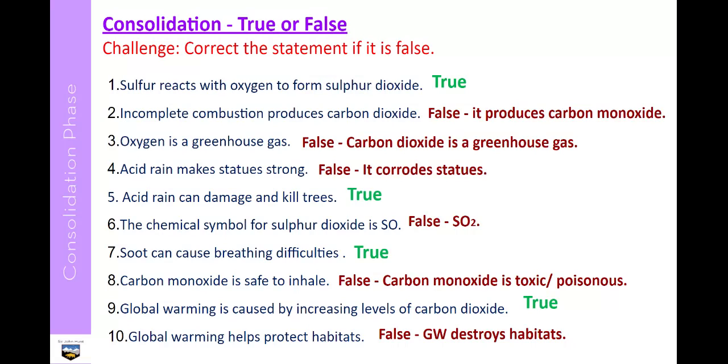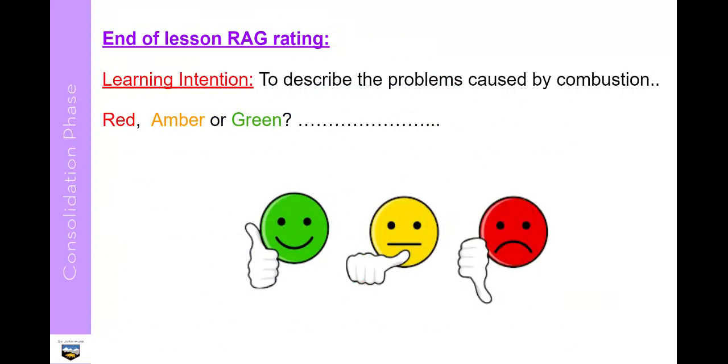So that leads us on to our final task. And remember, the final task of any good lesson is to review your learning. So the learning intention was to describe the problems caused by combustion. Are you red? Are you amber? Or are you green for that learning intention? So at the bottom of your student worksheet, you've got a section that looks the same as this. All you need to do is write your colour over the dots provided.